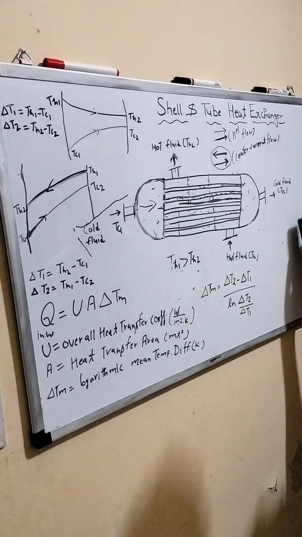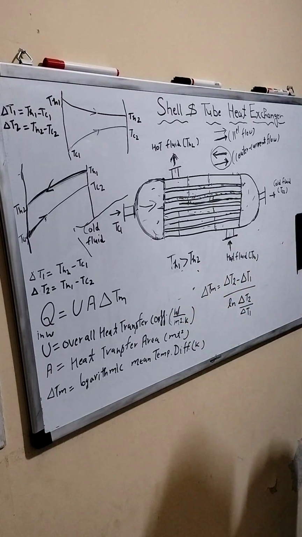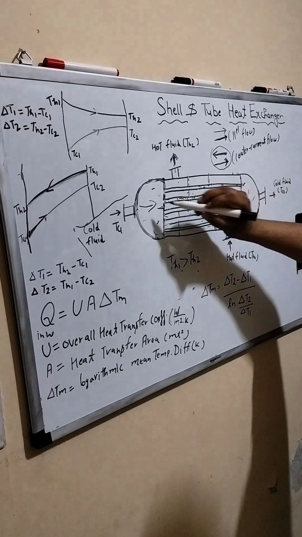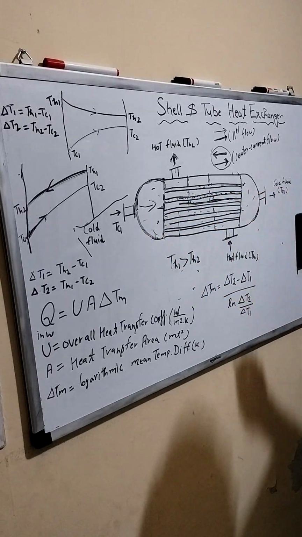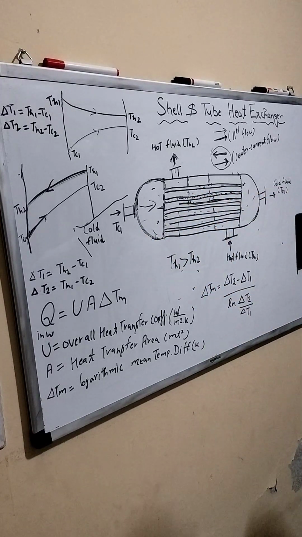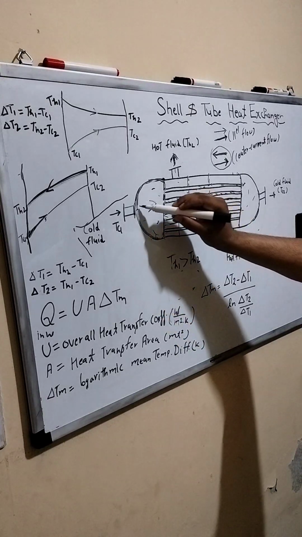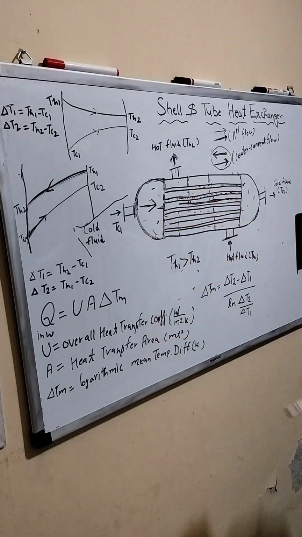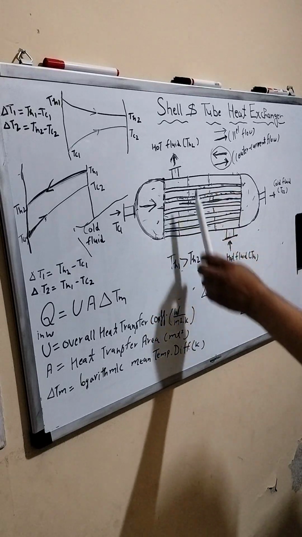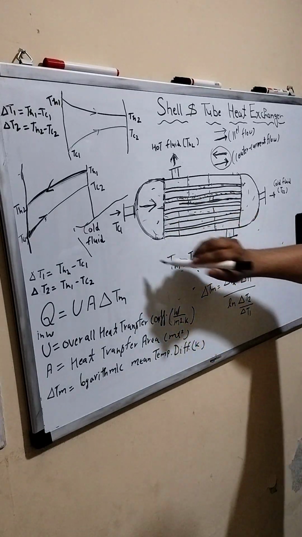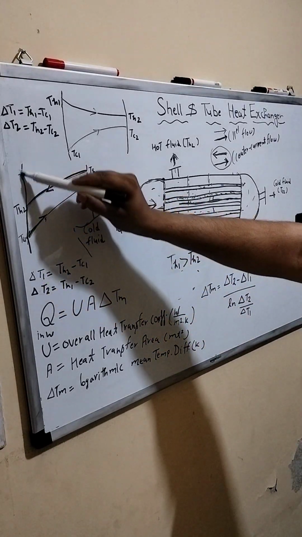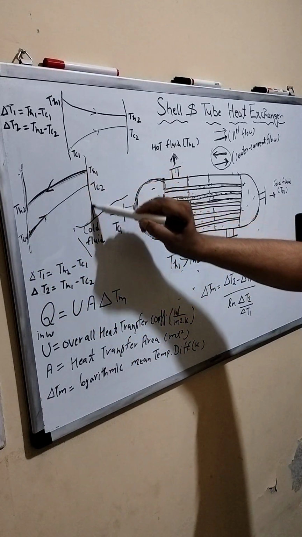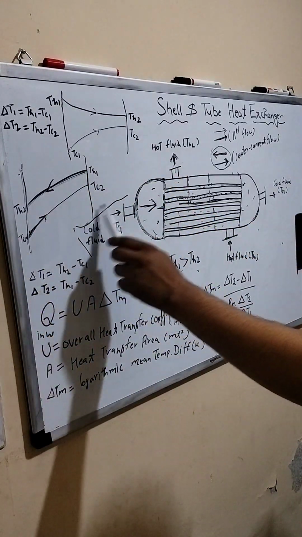Now come to the same situation, a 1-1 heat exchanger. In a 1-1 heat exchanger with counter current flow, this is just a schematic diagram of a graph of T1 and T2 according to length.